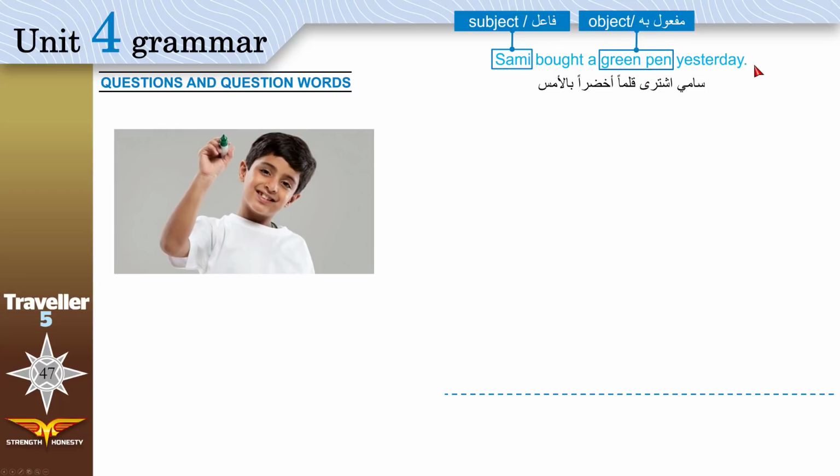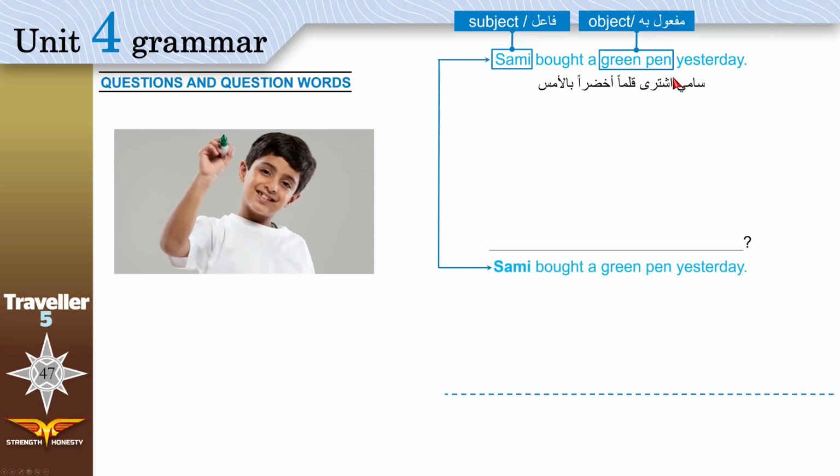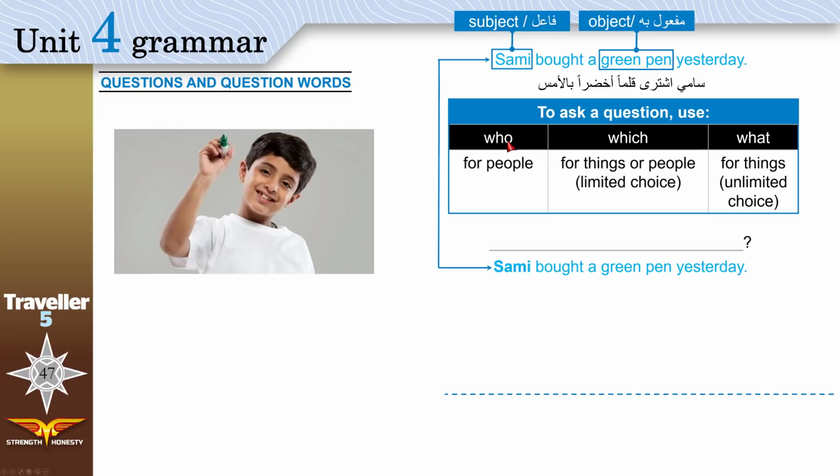Now, I don't see questions. We want to learn how to ask questions. The answer of our question should be Sammy. This is the short answer, Sammy. To ask the question, we will use question words. We can use who to ask about people. You can use which. Which is used for things or people if we have limited choice. What is only used for things, not people, if the choice is unlimited.